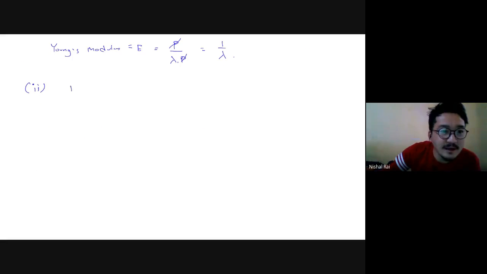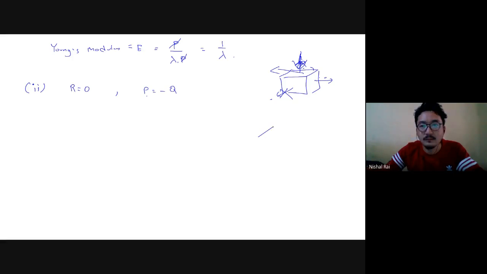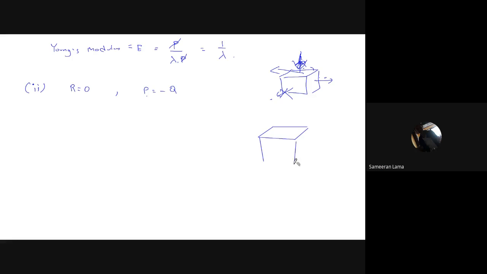Now we consider R as 0 and P equal to negative Q. This is the kind of stress which we are applying over here. No stress is acting along R, and P is acting in this direction, and Q is also acting in this direction, but the direction is opposite. Can you see? The magnitude is equal but opposite. So it will come like this. Because P is acting in this direction, Q will come in the opposite direction. Is this point clear? Yes, sir.